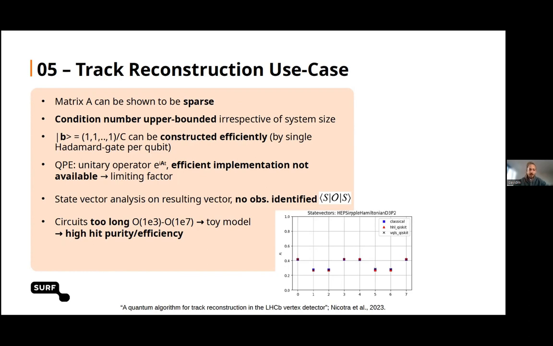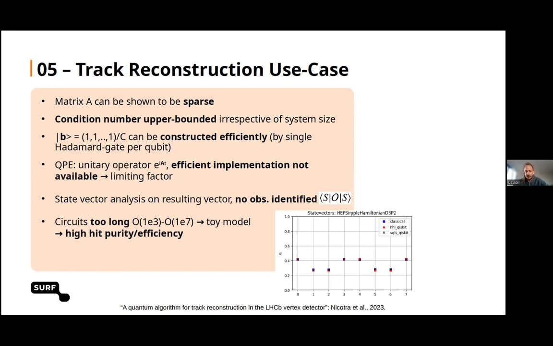It's basically a single Hadamard gate per qubit. So that's great. The quantum phase estimation they named as the main limiting factor because they weren't able to find an efficient implementation for the unitary operator. So that's a bit sad. And then on their solution, they just did state vector analysis on the resulting quantum state. So they didn't identify any observable that would be interesting for them to measure.